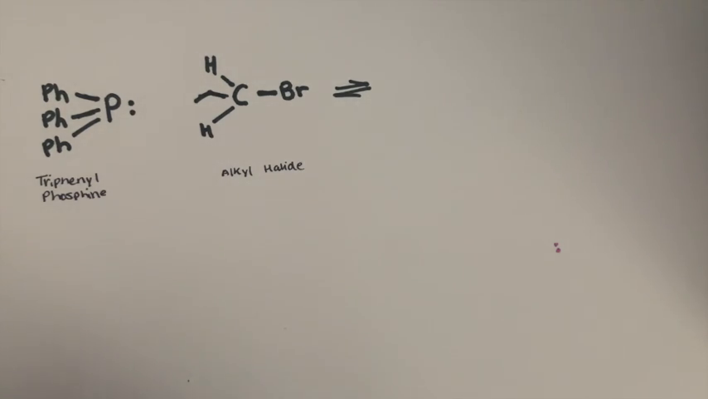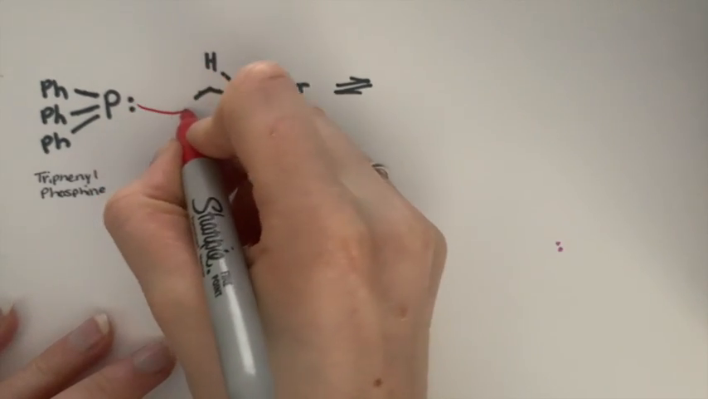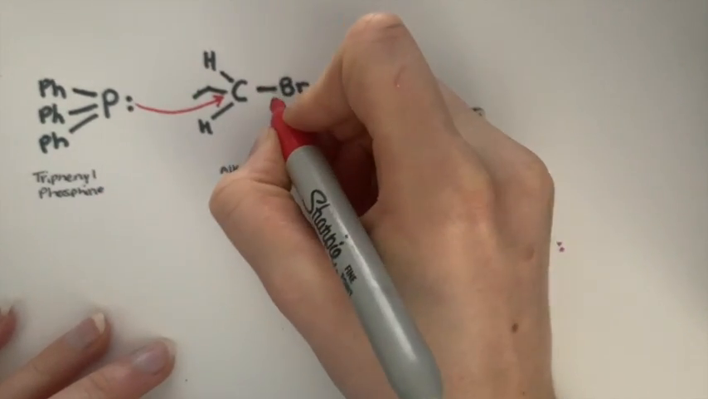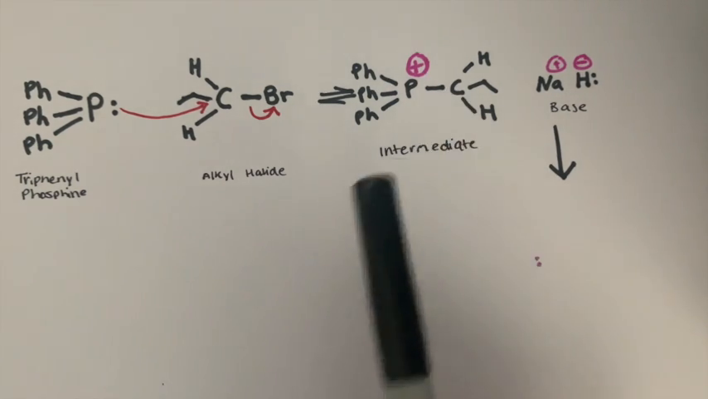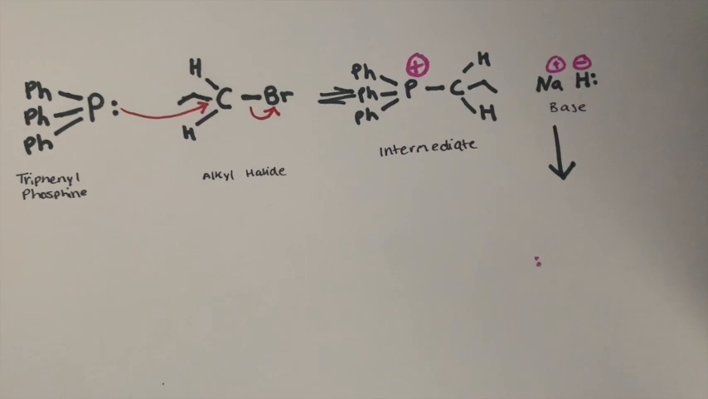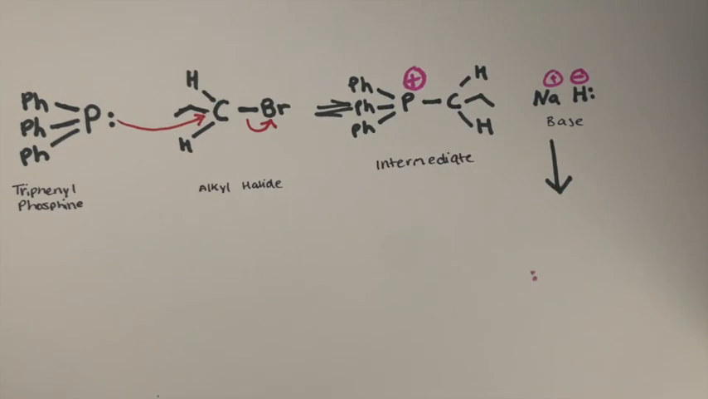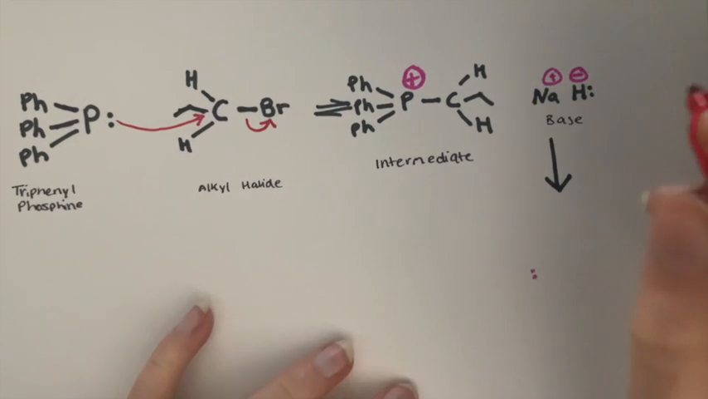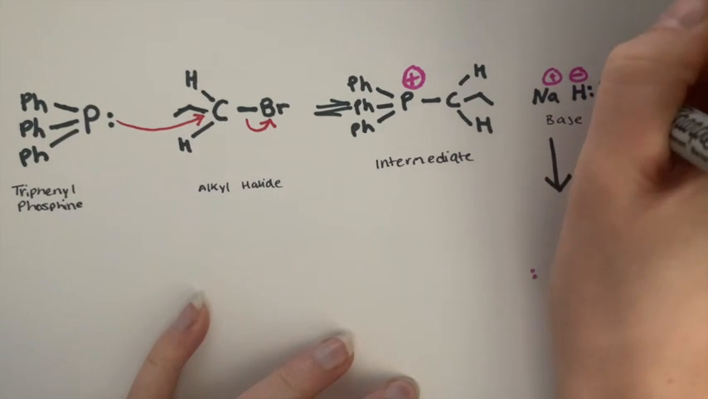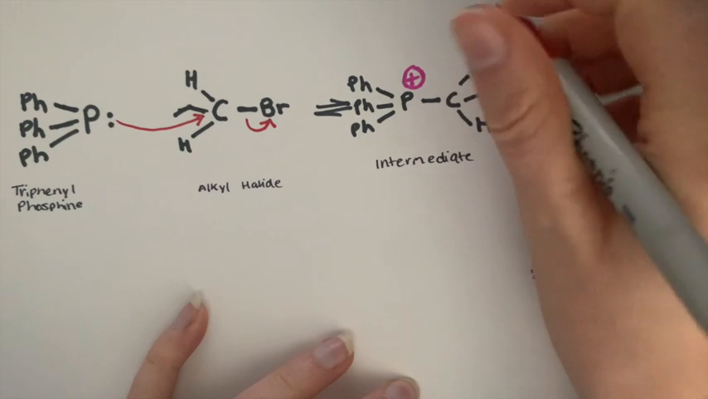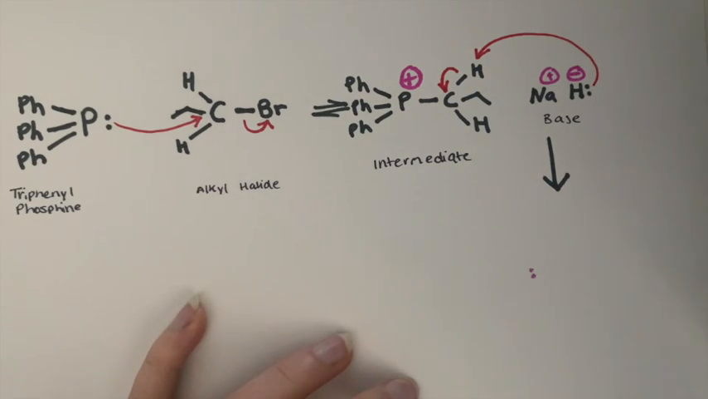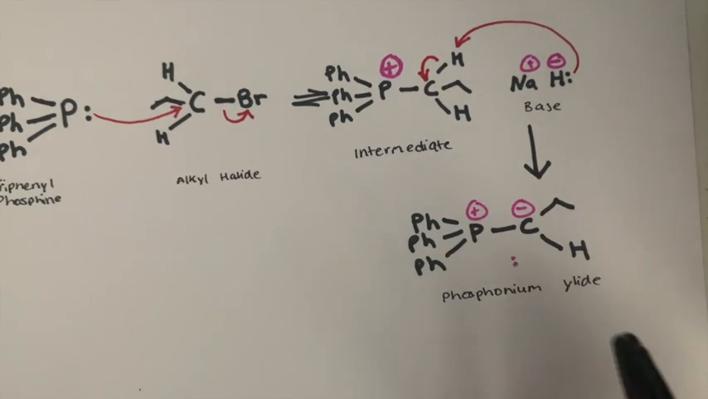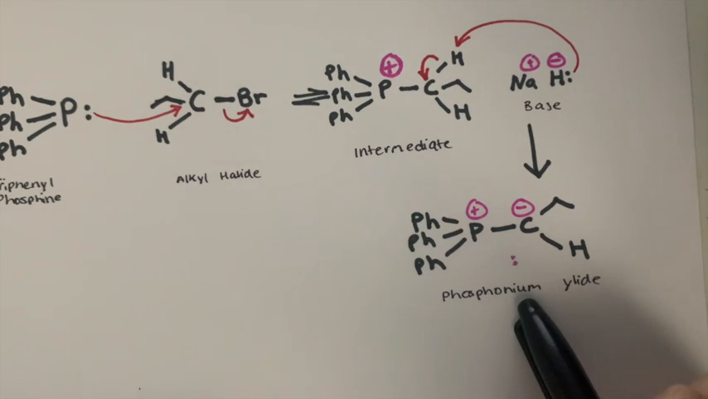First, the electrons on the phosphorus will attack the carbon of the alkyl halide, and the bond between the carbon and the leaving group will break. Now we have this intermediate form, and the phosphorus is positive because it lost electrons. Lastly, deprotonation occurs, and the hydride here can attack the hydrogen over here. And the 2 electrons in the bond move on to carbon, giving it a negative formal charge. And lastly, that is how our product is made, a phosphonium ylid.